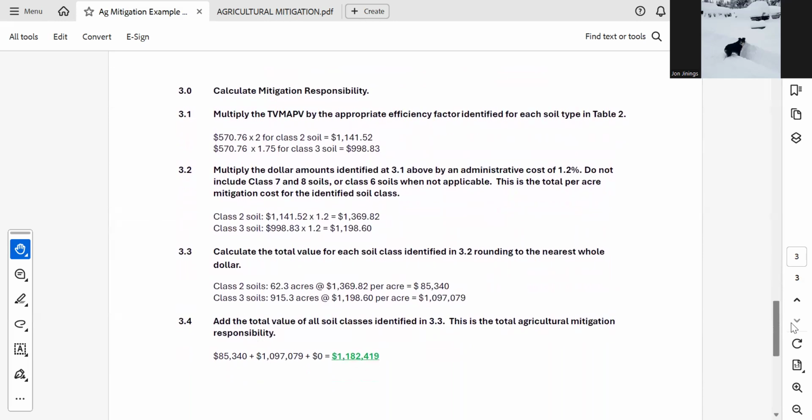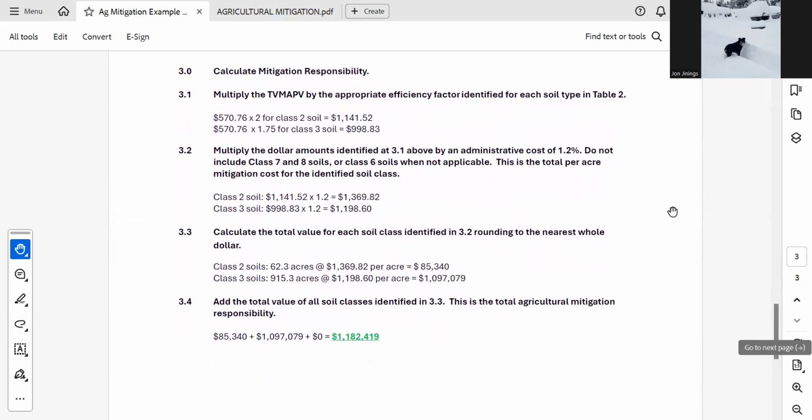And then we go on to do our final calculations, right? So this really, I think, illustrates the efficiency factor, right? It's the same number overall, but it's modified by the efficiency factor. And we know that class 2 soils are more productive than class 3 soils, so it's a higher number. And we come up, when we apply those efficiency factors, 2 for class 2 soils, 1.75 for class 3 soils, those are the two totals that we get on an acre basis.